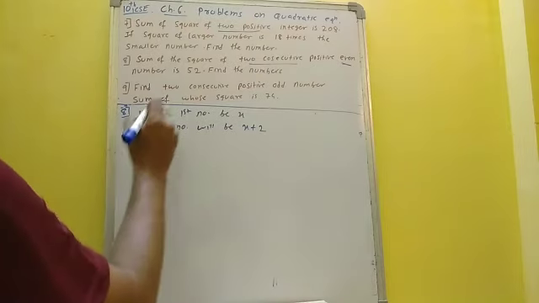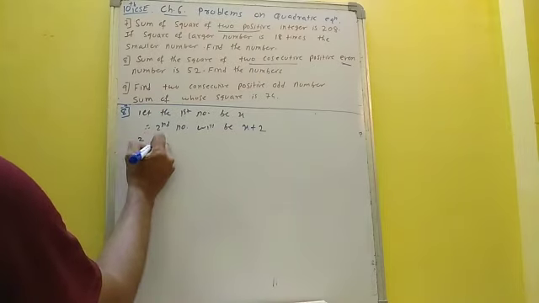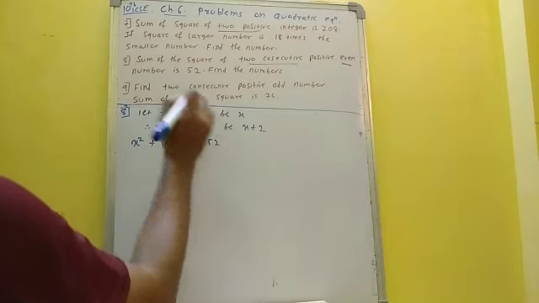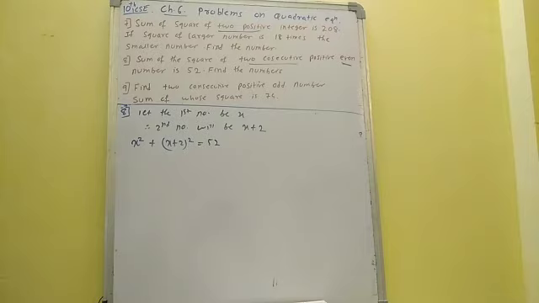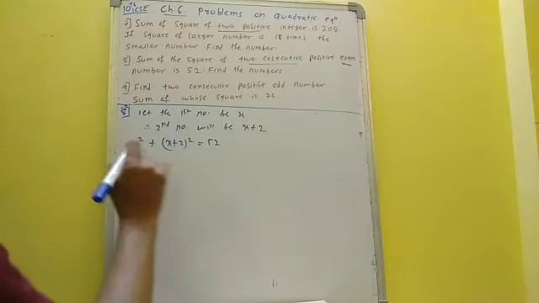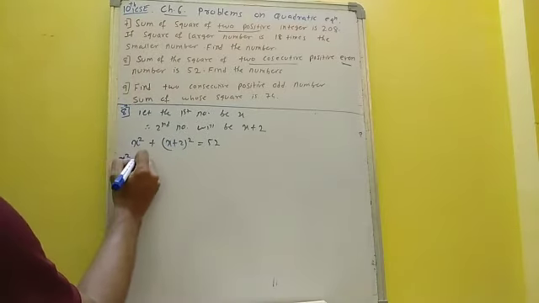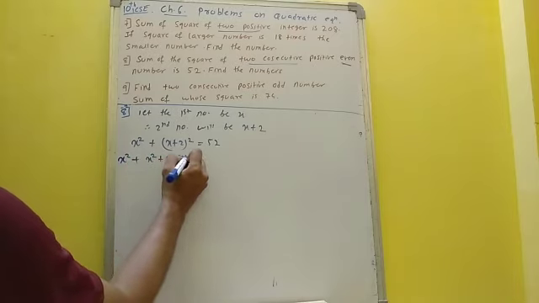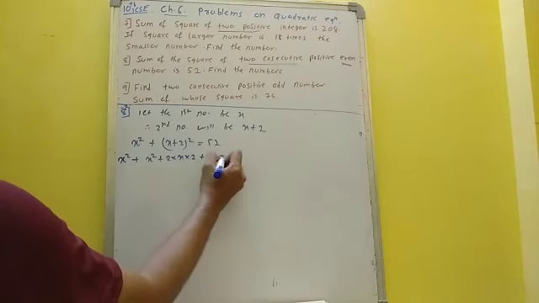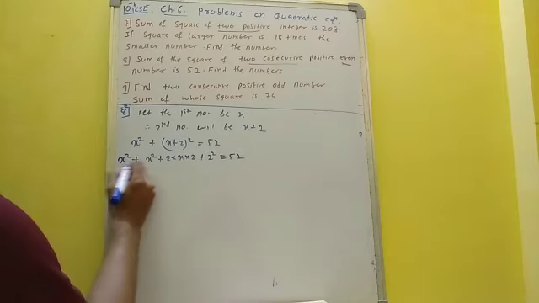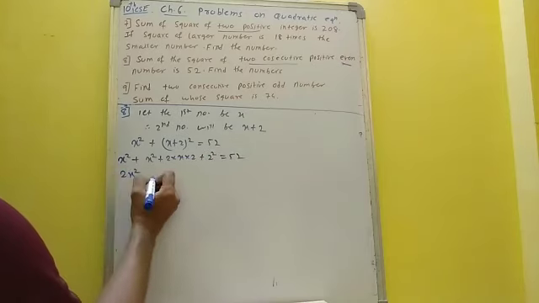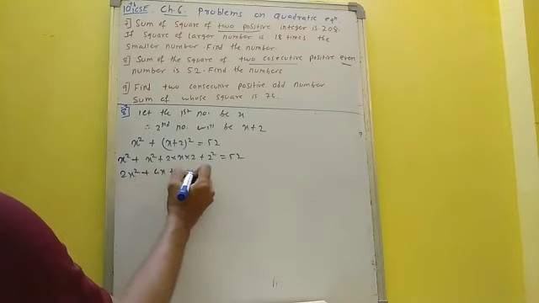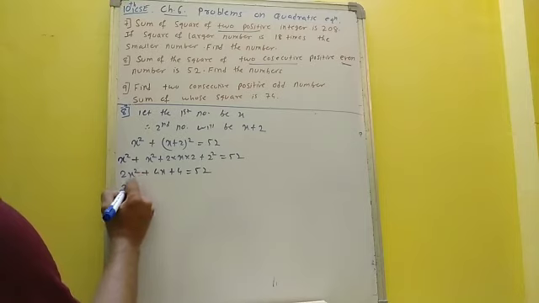Okay. Now the sum of the squares, that is x square plus x plus 2 the whole square, is equal to 52. Sum of the squares of the positive even numbers is 52. Now we will expand it. Using a plus b the whole square, a square plus 2ab plus b square is equal to 52. X square plus x square is 2x square, plus 4x plus 4 is equal to 52.